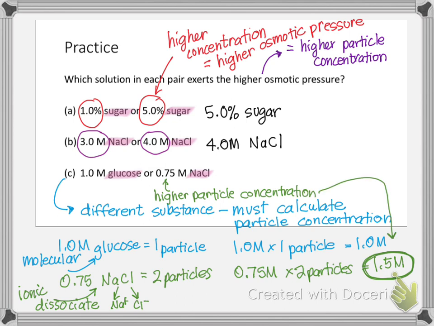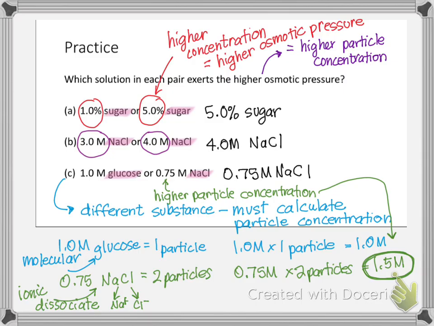And so our answer for the third one is 0.75 molar NaCl. And again, the reason we had to think a little more in depth about this is that we had 2 different compounds. Our substances in A and B were the same that we were comparing, so we didn't have to think about what they would make, because they would both make the same number of particles. But in letter C, since we had 2 different things, we had to think about their particles.